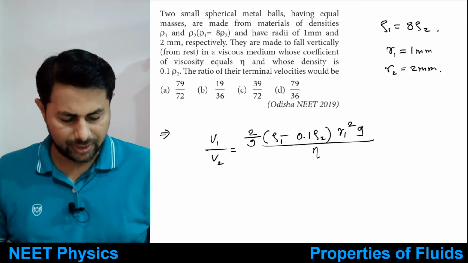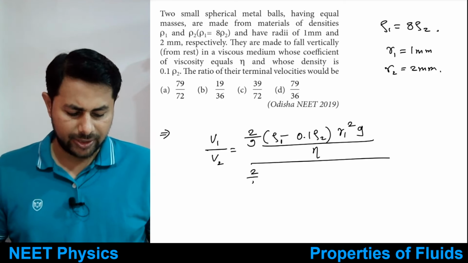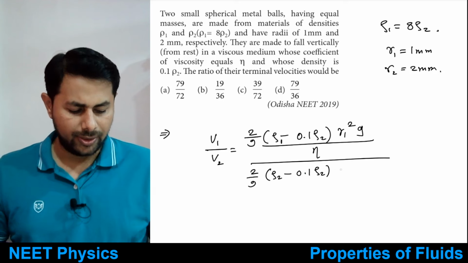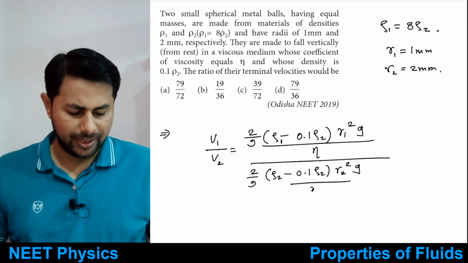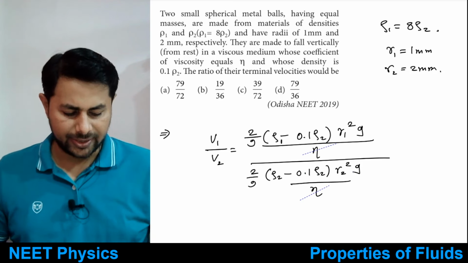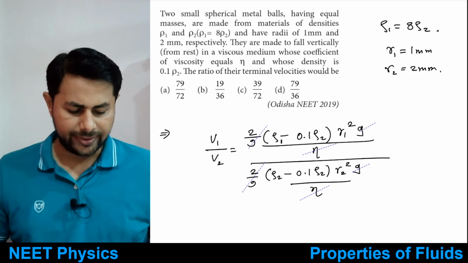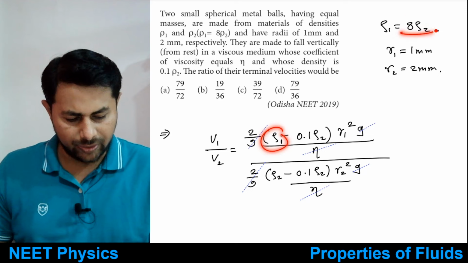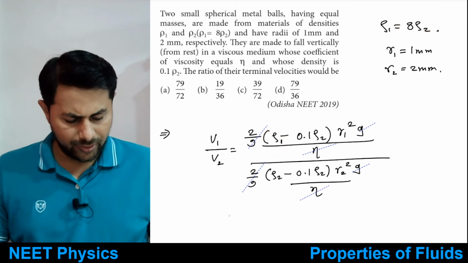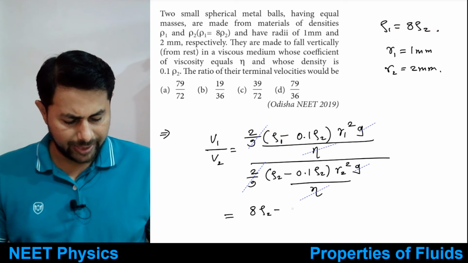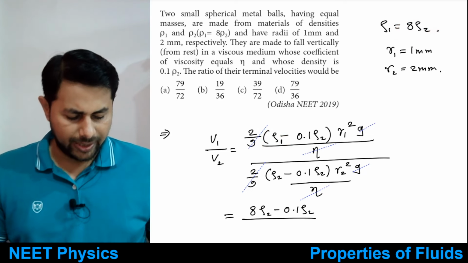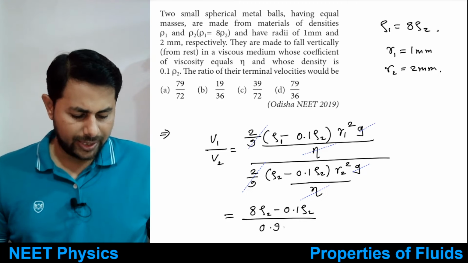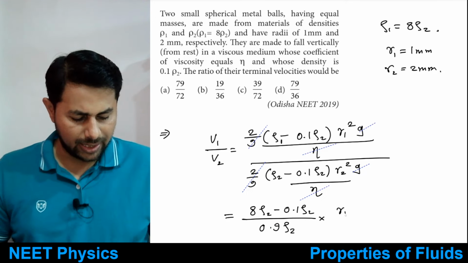Okay, this is eta. Then similarly, V2 is 2 by 9, ρ2 minus 0.1 ρ2 times r2 square g divided by eta. This eta gets cancelled, g gets cancelled, 2 by 9 gets cancelled. So what remains is ρ1, which is equal to 8 times ρ2. Let's substitute that. So you have 8 times ρ2 minus 0.1 ρ2 divided by ρ2 minus 0.1 ρ2. So that is 0.9 ρ2, and you have r1 by r2 square.